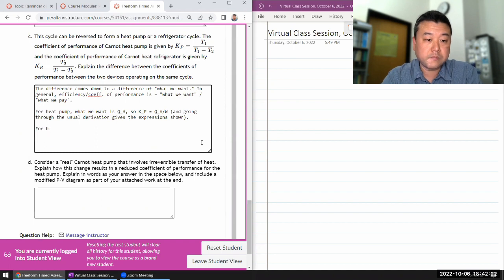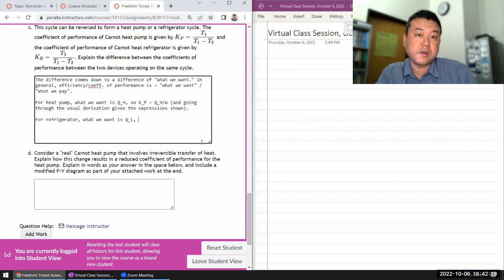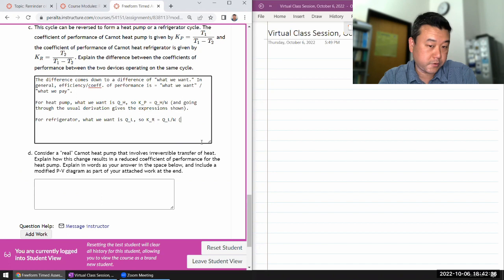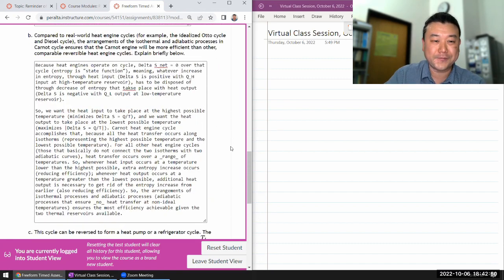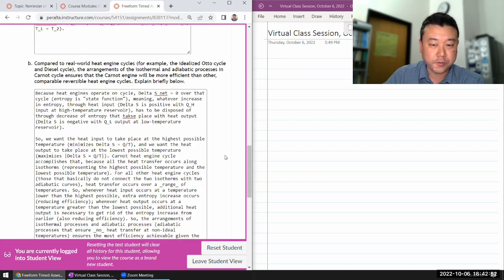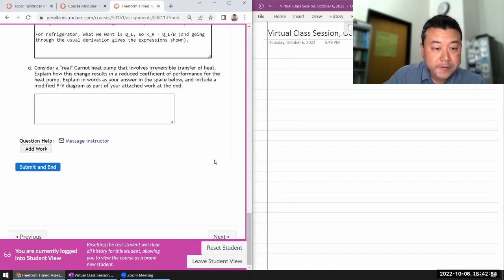For a refrigerator, what we want is QL, that is heat removed from the low temperature reservoir. So the coefficient of performance for a refrigerator is equal to QL over W. And going through the usual derivation gives the expressions shown. So that's really the difference. I mean, there isn't any other profound difference than that. The goals for those two devices are different.